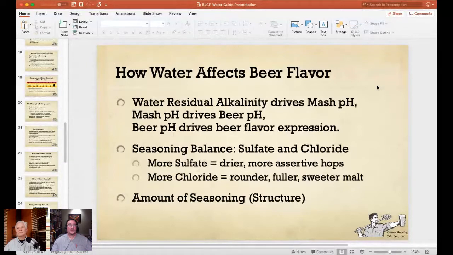We also talk about the amount of seasoning, that is the mineral structure that the ions in the water impart to the beer. Low mineral water, distilled water, reverse osmosis water, no minerals, very little structure, kind of a watery beer is the result. High mineral water, Burton-on-Trent, for example, lots of minerals, Dortmunder Export or Dortmund water, you tend to get very robust beer flavors. Okay. Again, those are the general relationships.